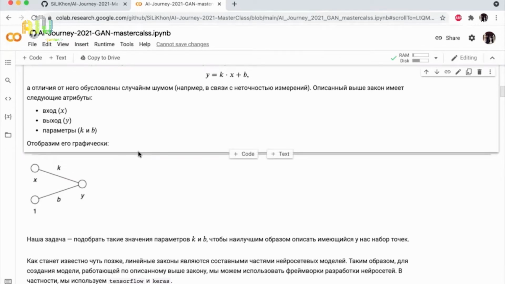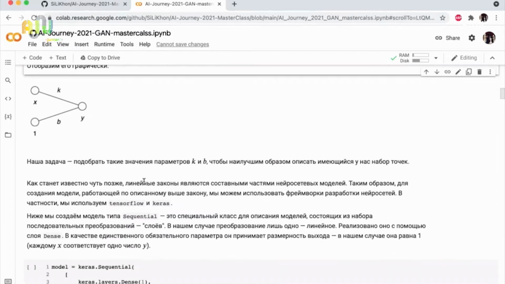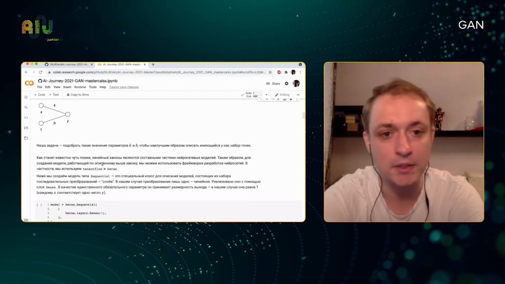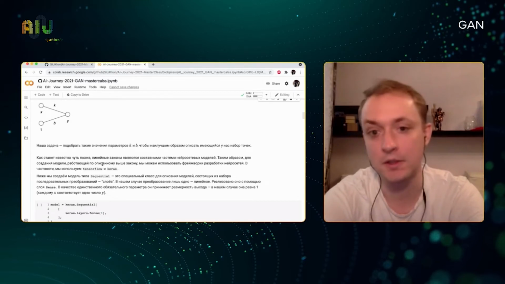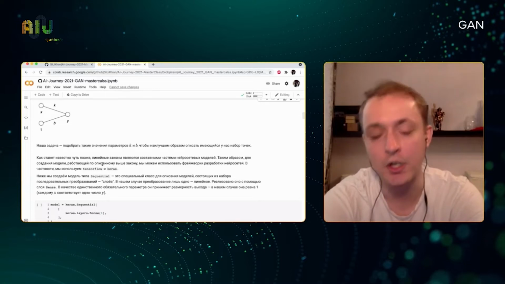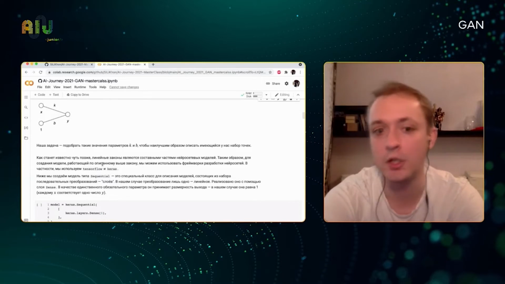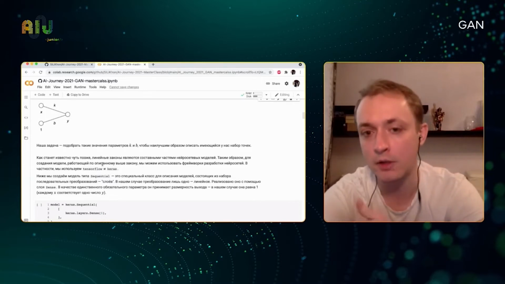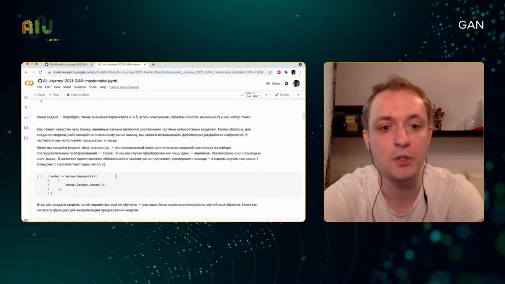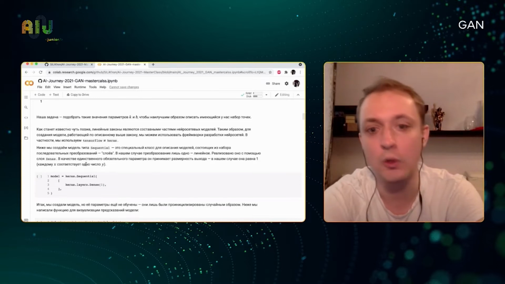So our task is to choose parameters k and b in order to describe the dots that we have seen before. We're going to understand it a little bit later, but we will see that these linear interdependencies are components of neural networks. And it means that we can use these frameworks, the code that is used for neural network training, to train simple, primitive linear models. And here is an example of how we're going to do it.